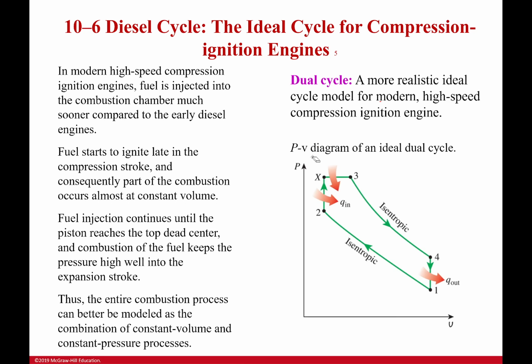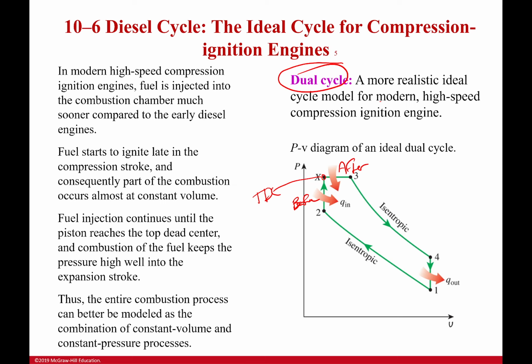So here it is. We have our PV diagram. You can see this is before it hits top dead center. I'm just going to say point X is kind of like where it hits top dead center. This is before, this is after, because the combustion is happening both before and after in part, and that is leading to it having multiple different processes. We're just doing this because we're trying to make it match the actual cycle as close as possible. And this is what's called a dual cycle, which is better for high-speed compression ignition engines.